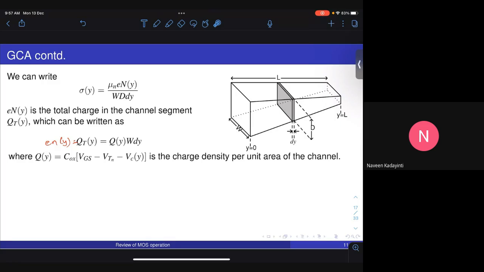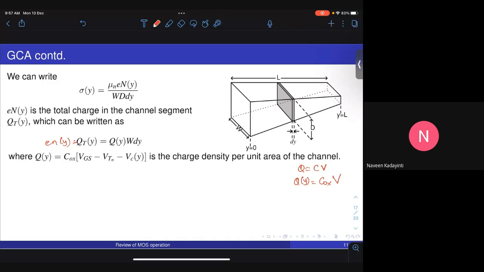And why am I writing this? Because I can write an expression for Q of y in terms of the oxide capacitance per unit area. So Q of y can be written as Cox into (Vgs minus Vt minus Vc of y). This comes from the simple capacitor equation Q equals C into V. Okay, so in this case, what I'm writing is an expression for Q of y, which is charge per unit area, in terms of Cox, which is again capacitance per unit area, into the voltage across the capacitor.